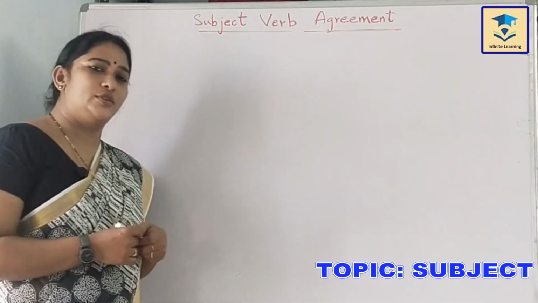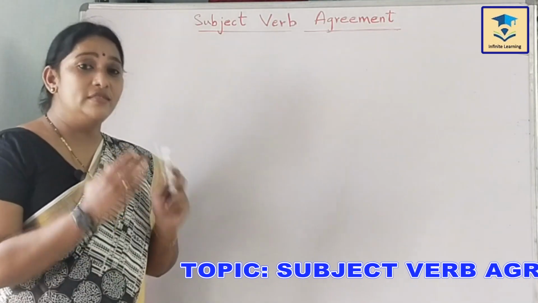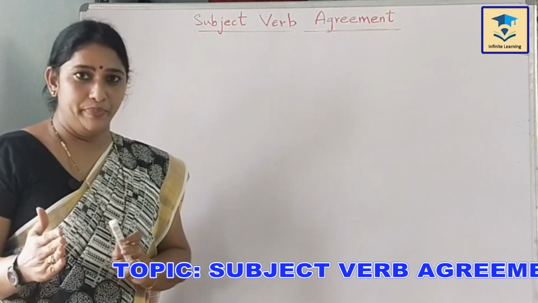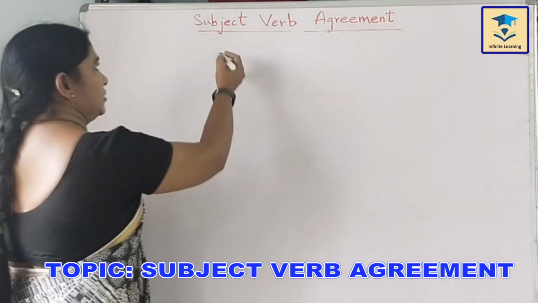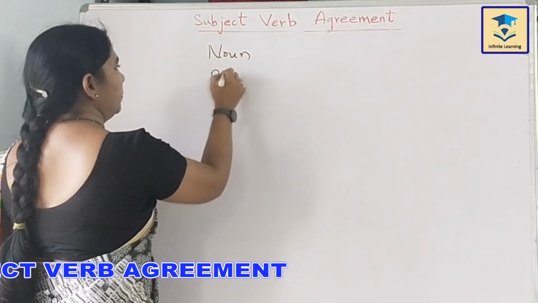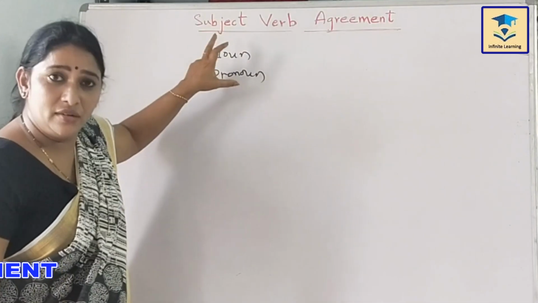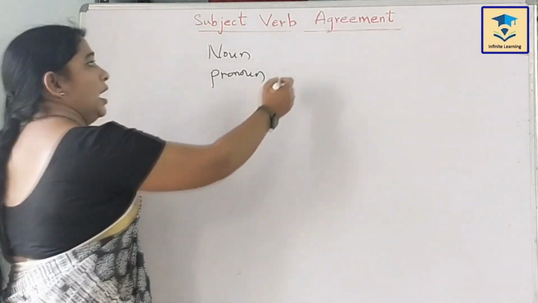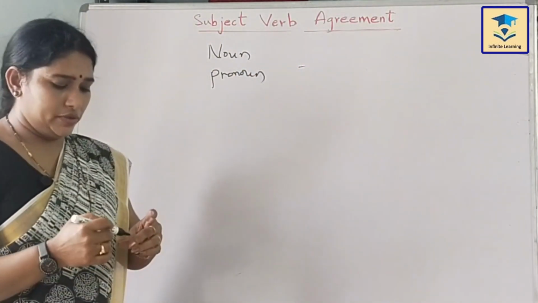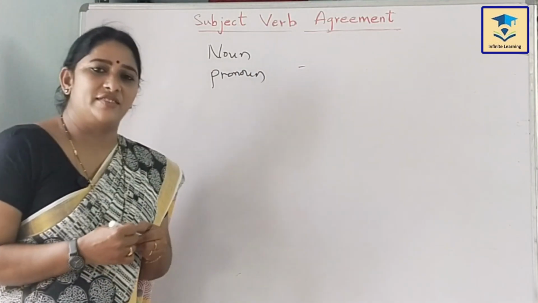Now let us see the topic. Subject-verb agreement. What is subject and what is verb? Subject. What comes under subject? Noun or pronoun. You get a noun or pronoun in the place of the subject. And coming to the verb, you get many verbs. What is a verb? The verb is a doing action.